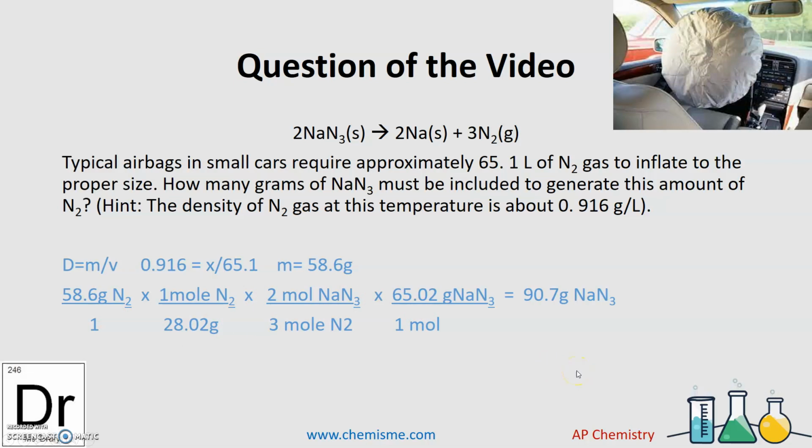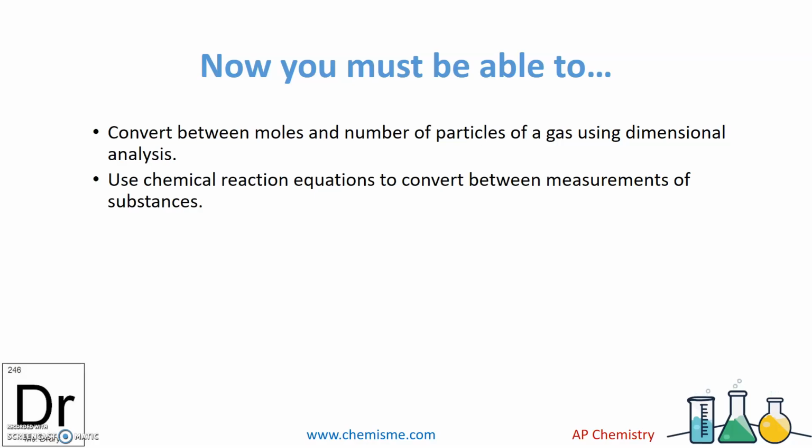So they have to grab out 90.7 grams, tuck it away inside that bag, and tuck that bag away inside your car steering wheel. And then if you get into a collision, it triggers fire that decomposes the NaN3 into that big bubble of nitrogen gas. At this point, you should be able to convert between particles of a gas in the moles as well as different measurements of different substances using chemical reactions.